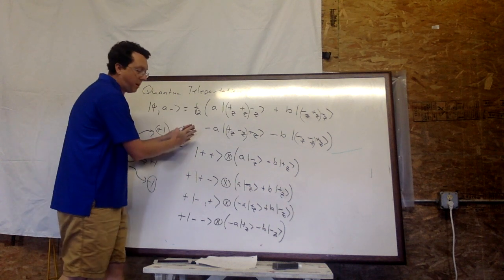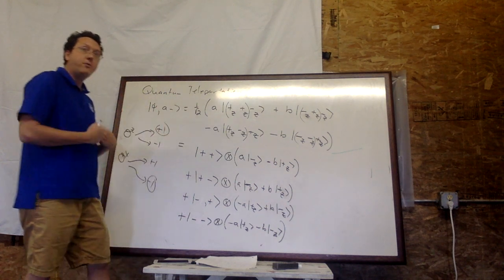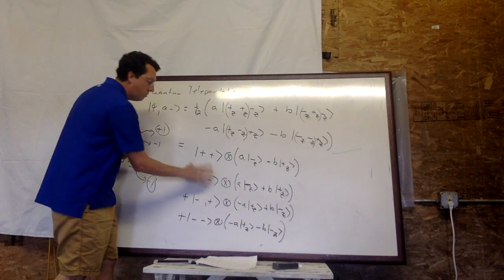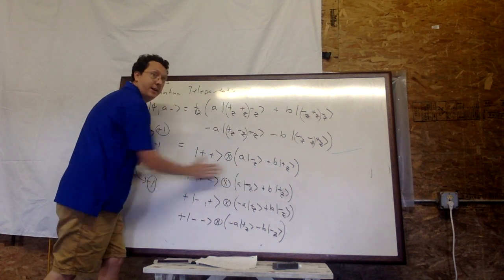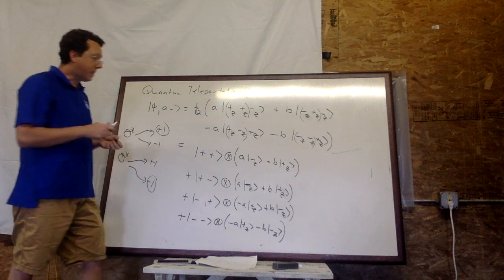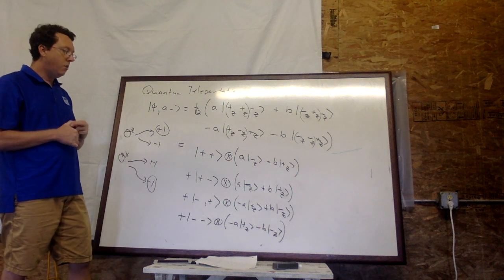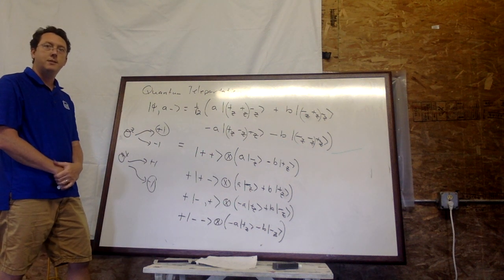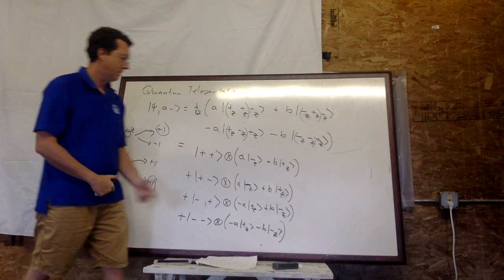So these were the possibilities beforehand. After she makes the measurement, she knows that she's in this bit. In which case, what does she know that Bob has in his hands? That.